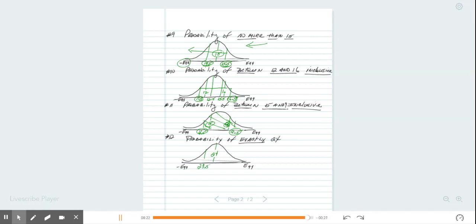Of course, if you knew what N and P were, you'd find a mean. If you knew what P was, you know what Q was, and then here's what's happening. Mu is going to be N times P for your calculator, and sigma is the square root of N times P times Q.